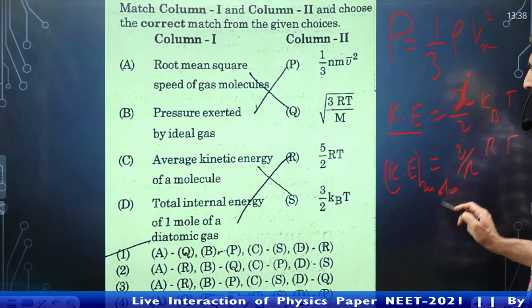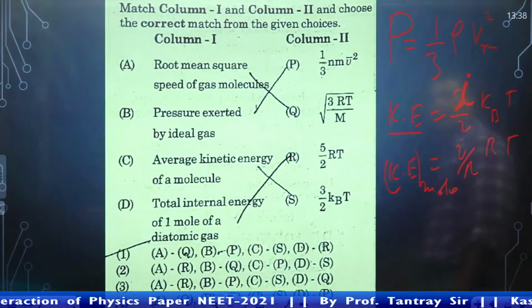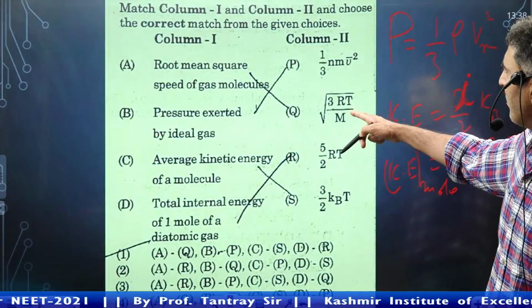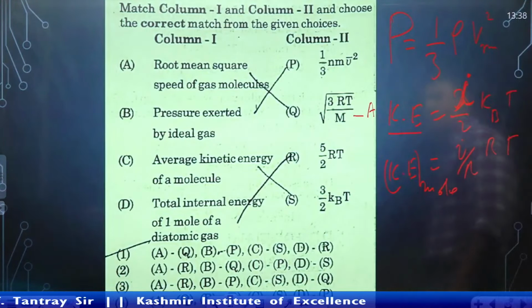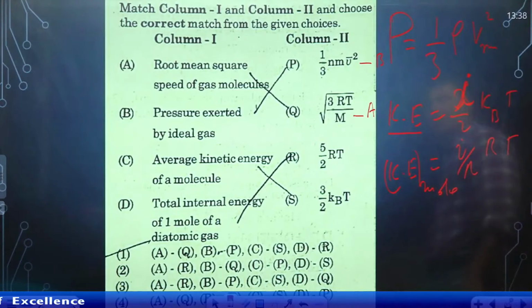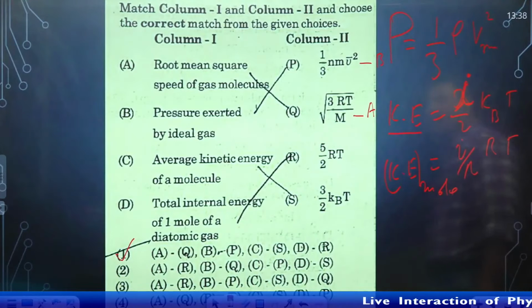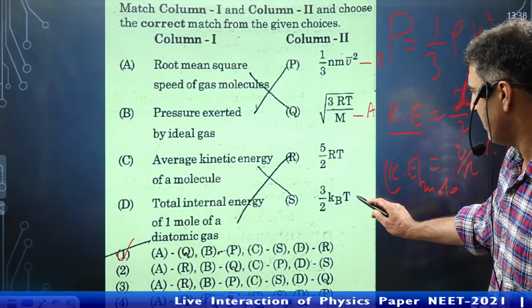Now let me try to get the correct answer. Root mean square speed of the gas molecules. Root mean square speed of the gas. It should be Q. Root mean square is A. Then pressure exerted by the ideal gas. It should be P. It should be this P. So first is the answer. You can check it out. Okay, I will write C also. Average kinetic energy of a molecule. This should be the answer, S.